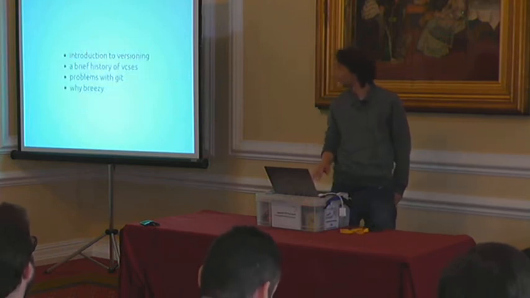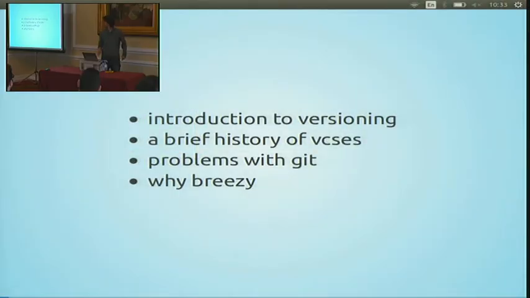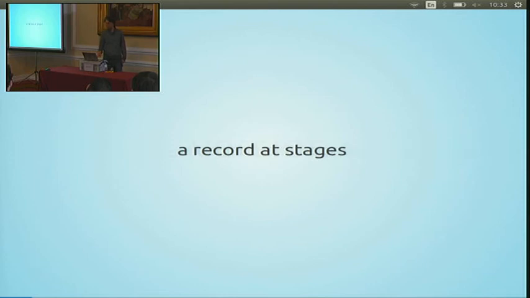What we're covering, we'll do a quick introduction to versioning and version control, a very short history of version control systems, a talk about some of the problems with Git, and then I'll discuss why Breezy. So what is version control to start with? It's a record of changes across time. It often is a lot more than this, but that's the core concept.